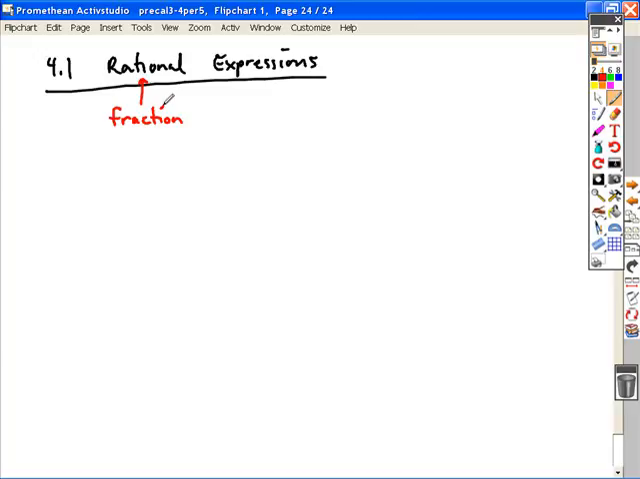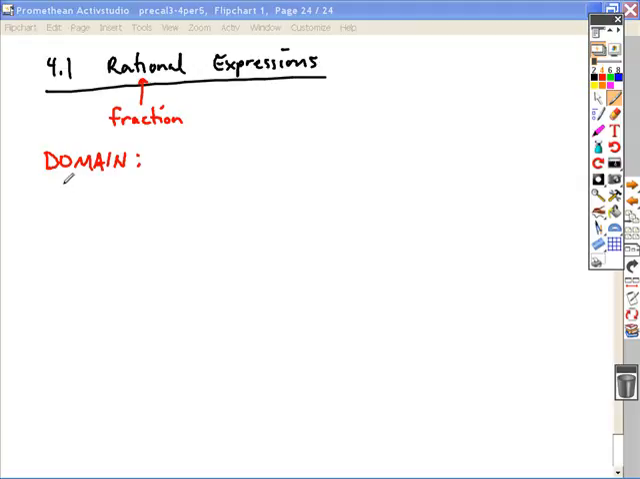A rational expression is just another way to say a fraction that involves expressions or polynomials. The first thing that we're going to talk about involving rational expressions, because they often have division by variables, is the domain. You have to be aware of domain restrictions.